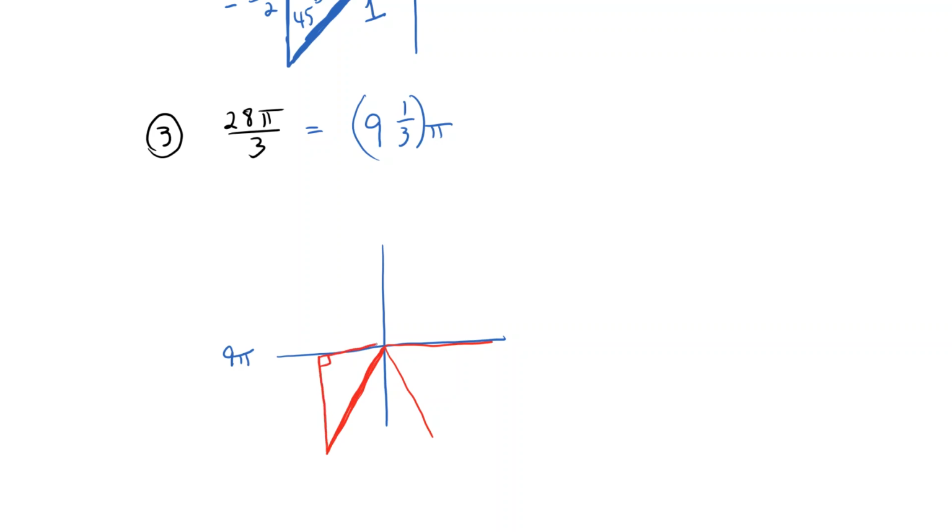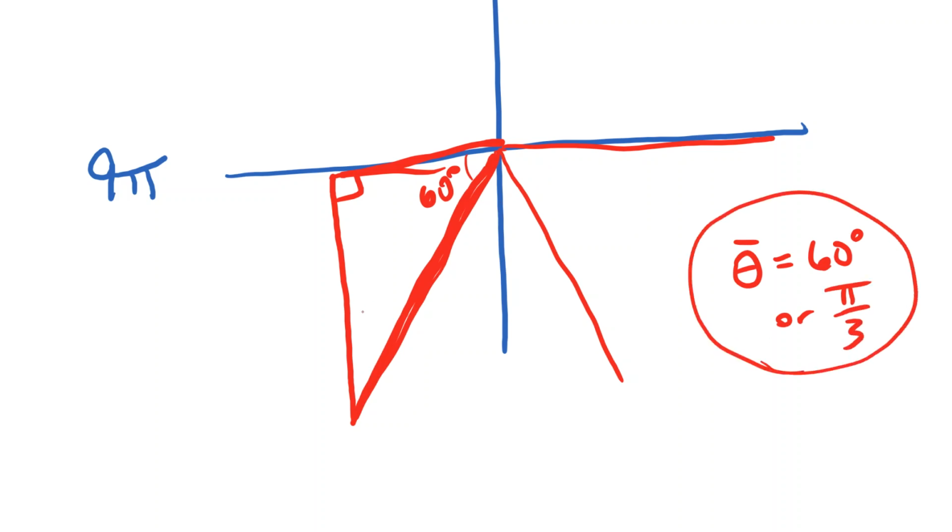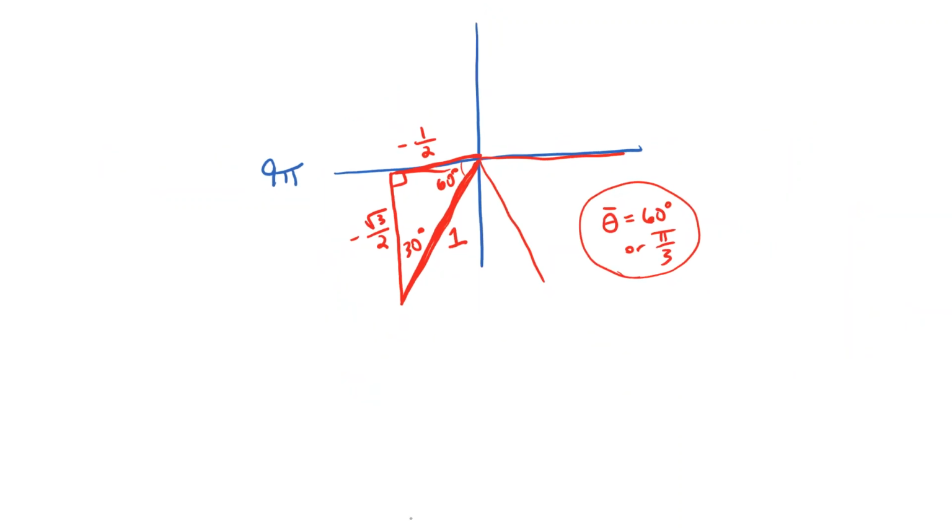Drop to the x-axis at 90. And each of these is pi over 3. So our reference angle here is pi over 3, or 60 degrees. Okay, so there's our reference angle. So this has to be 30 degrees, hypotenuse of 1, short side 1/2, long side square root of 3 over 2, both negative because we're going left and down. Okay.